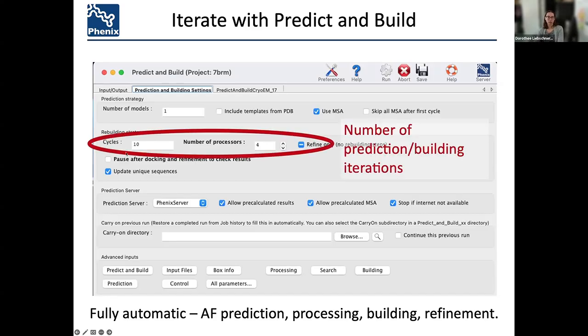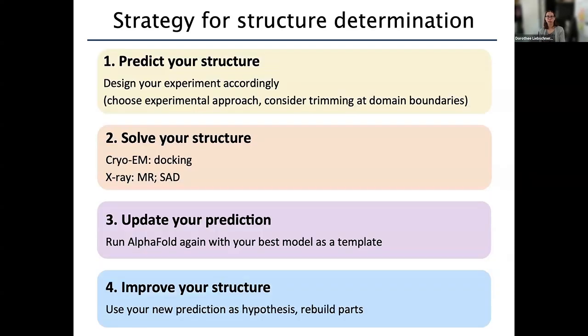Again, you can ask for several cycles. If you ask for 10 cycles, it will stop whenever it sees that the prediction and the working model are so similar that it's not worth going through another round. So even if you ask for 100 cycles, it will probably not do 100 cycles. And again, you can do this on the server, at least the AlphaFold prediction. It's 11, so let me go really quick here.